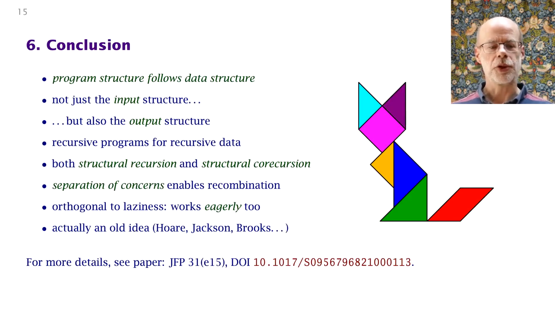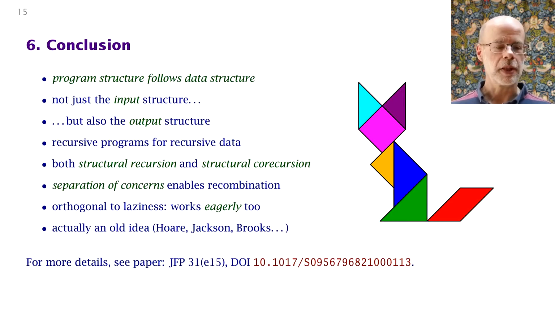So that's my message. Program structure follows data structure. But we should not limit ourselves to considering input structure. We should consider the output structure too. If we have recursively structured data, that's likely to lead to recursively structured programs. But there might be structural recursion if they're over the input data, or structural co-recursion if they're over the output data. Once you've identified those two separate gadgets, structural recursion and structural co-recursion, you can put them together in new and interesting ways. And in particular, you can get divide and conquer algorithms by combining structural co-recursion and structural recursion.